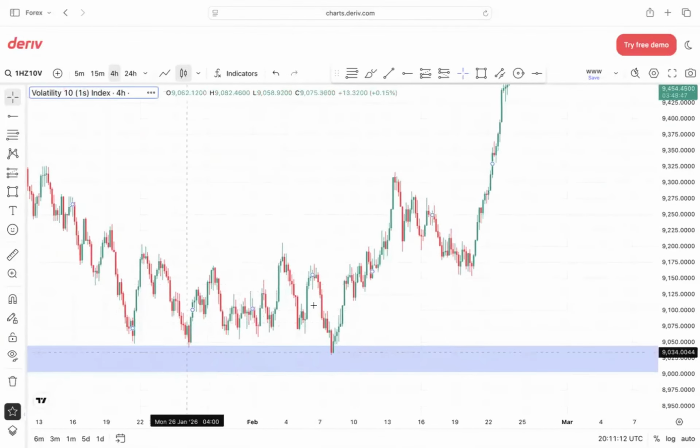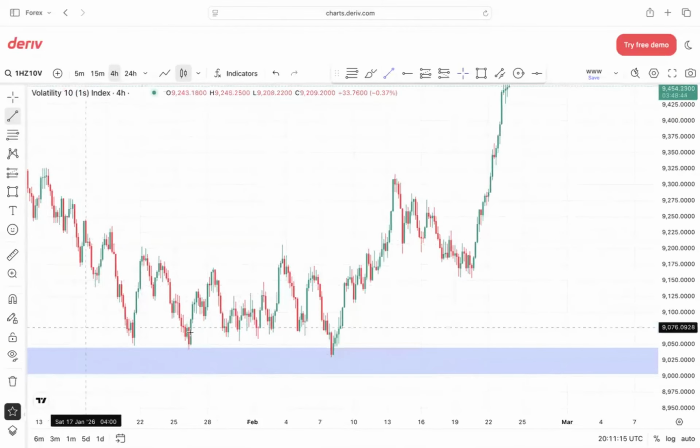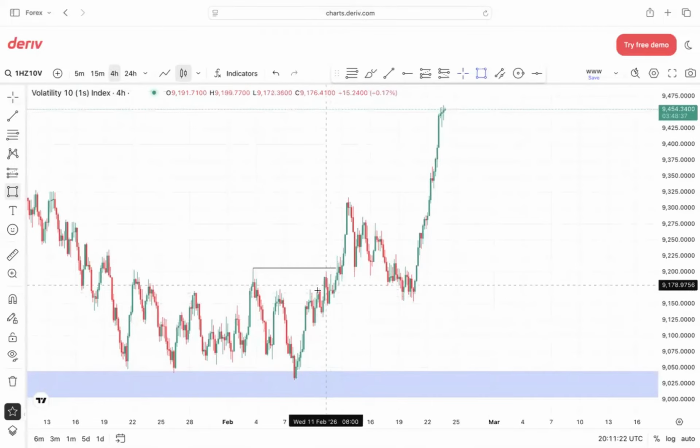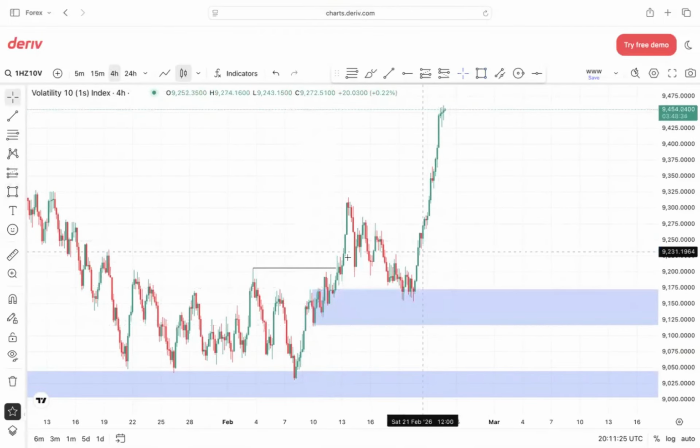All right. Then here we had a change of character. Price stopped being a downtrend here. It started being an uptrend at this point. All right. Remember we marked the last candle we had here, the last bearish candle before the bull run.